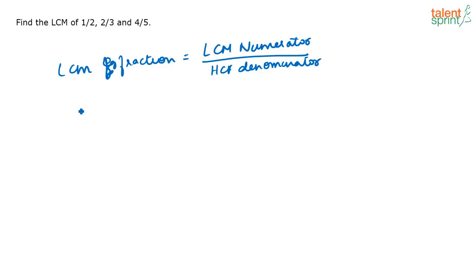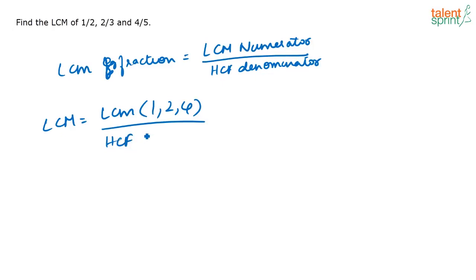For example, for this question, the LCM of this fraction is nothing but the LCM of the numerators, 1, 2 and 4, divided by the HCF of 2, 3 and 5. So, what is the LCM of 1, 2 and 4? You know it is 4, correct? What is the HCF of 2, 3 and 5? These are very easy numbers. If you look at the factors directly, you can say all these are prime numbers, so the highest common factor will be 1. So, the required LCM is 4.